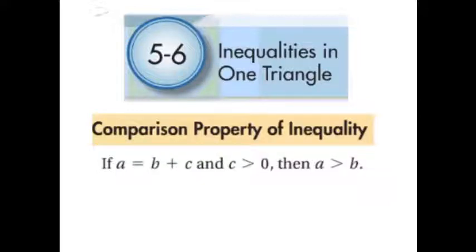If A equals B plus C and C is more than 0, then A is more than B. For example, if 7 equals 2 plus 5 and 5 is more than 0, then 7 is more than 2. And also, if 3 equals negative 1 plus 4 and 4 is more than 0, then 3 is more than negative 1. Let's apply this property in the next slide.